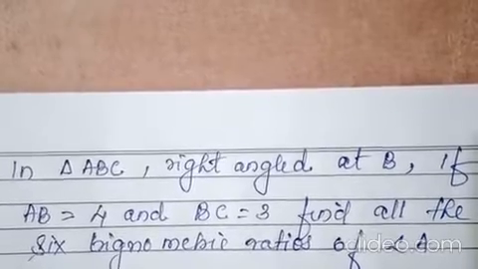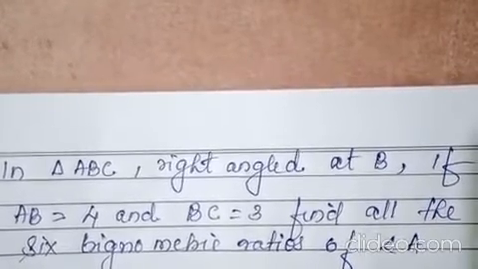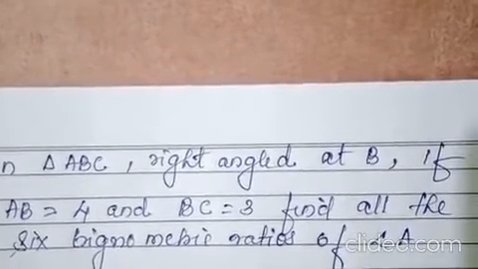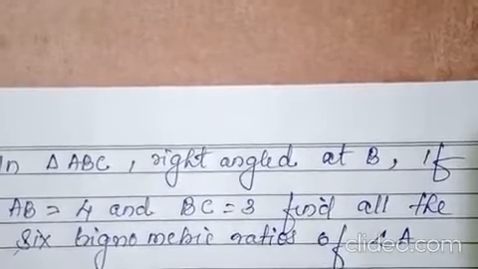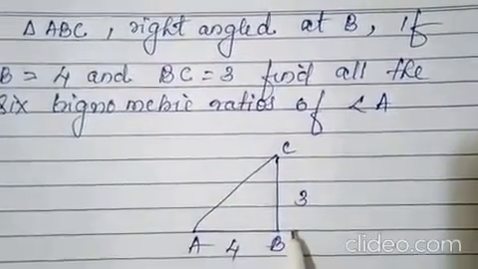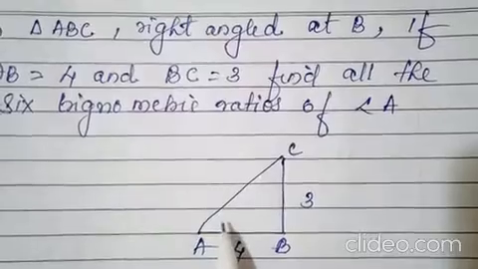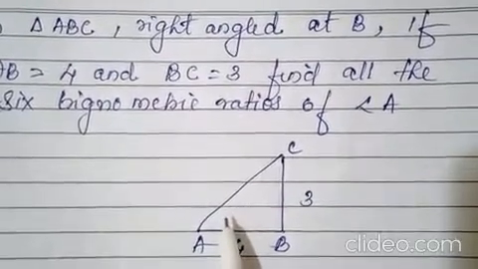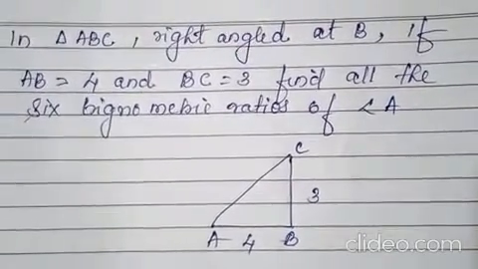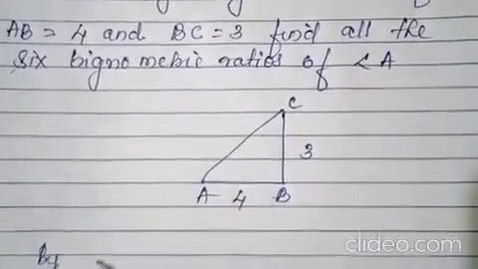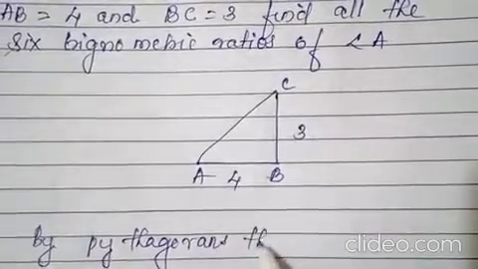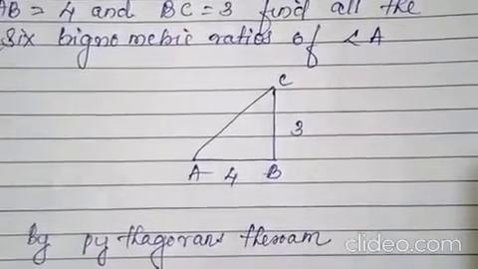Next one is, in a triangle ABC, right angled at B, if AB equals 4 and BC equals 3, find all the 6 trigonometric ratios. Here the base is given, that is 4, and the perpendicular BC is 3. The hypotenuse is not given, so we should find the hypotenuse first. How to find the hypotenuse? By Pythagoras theorem.